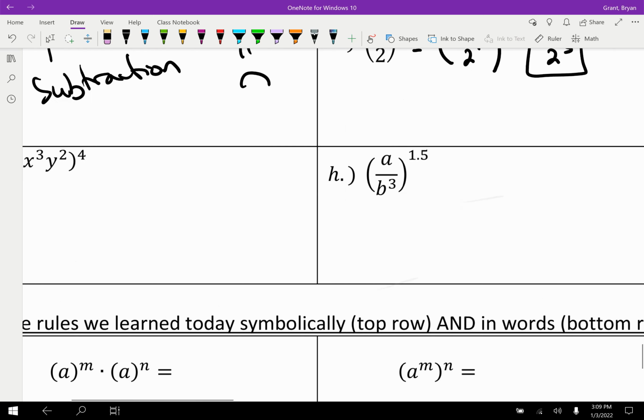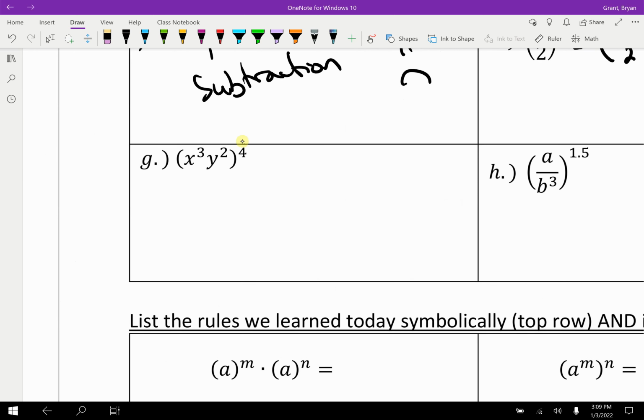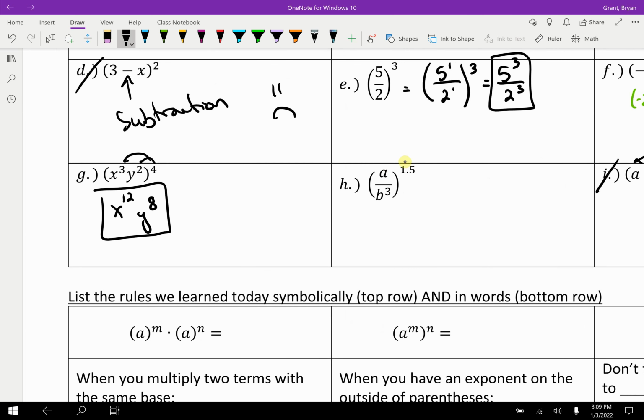All right, let's look at our last two. I think we should be able to take that 4 and distribute: x to the 12th, y to the 8th. And last but not least, 1.5. Invisible 1. We need to multiply 1.5 times each of those. A to the 1.5 over b, let's see, 1.5 times 3. I think that's 4.5. It's supposed to be a 5. And there we go. That's it. We don't know what 1.5 powers do yet. We'll learn about those later on.